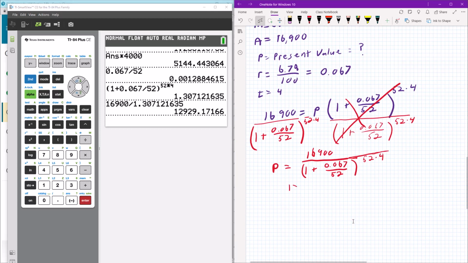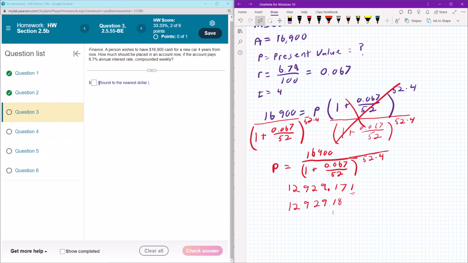So what do I have for an answer? I have $12,929.171. Okay, and if I look at this, I realize I do not need to round up, so I will have $12,929.17. That's how much I need to invest now to get $16,900 in the future. Oh, and also, we are rounding to the nearest dollar.